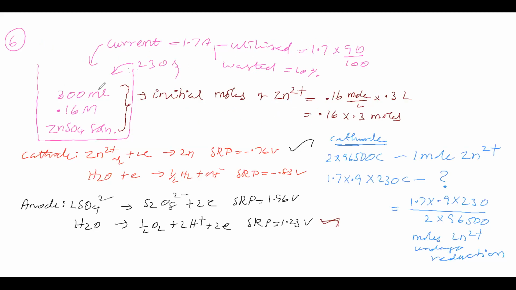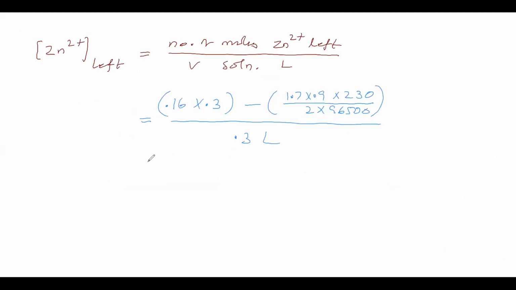Volume of solution in liters, how much is given? See, 300 ml. The volume changes, but they said to assume the volume does not change. That assumption we have to take. So we will take the volume of solution as 300 ml, which means 0.3 liter. From this we get the concentration of Zn2+ left in the solution, which is 0.154 molar. That is nothing but the concentration of ZnSO4 left in the solution.